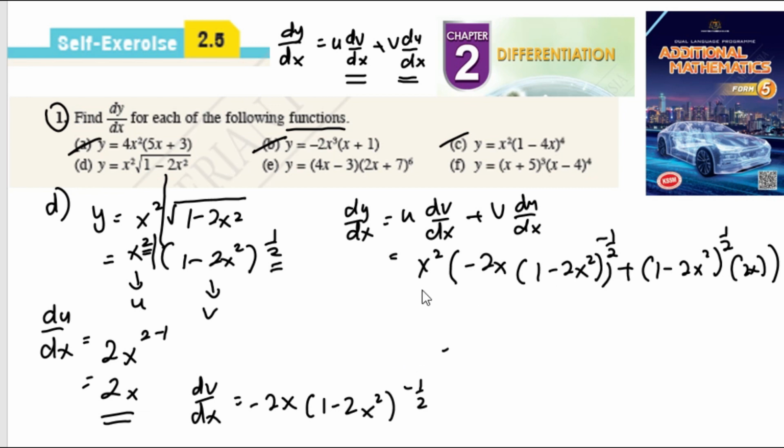So this one is closed. You see here, this one is u times dv over dx, this one is negative 2x, and then this one is v plus du. So here, x squared and negative 2x, you can expand: negative 2x cubed times 1 minus 2x squared to the power of negative half, plus 2x times 1 minus 2x squared to the power of half.